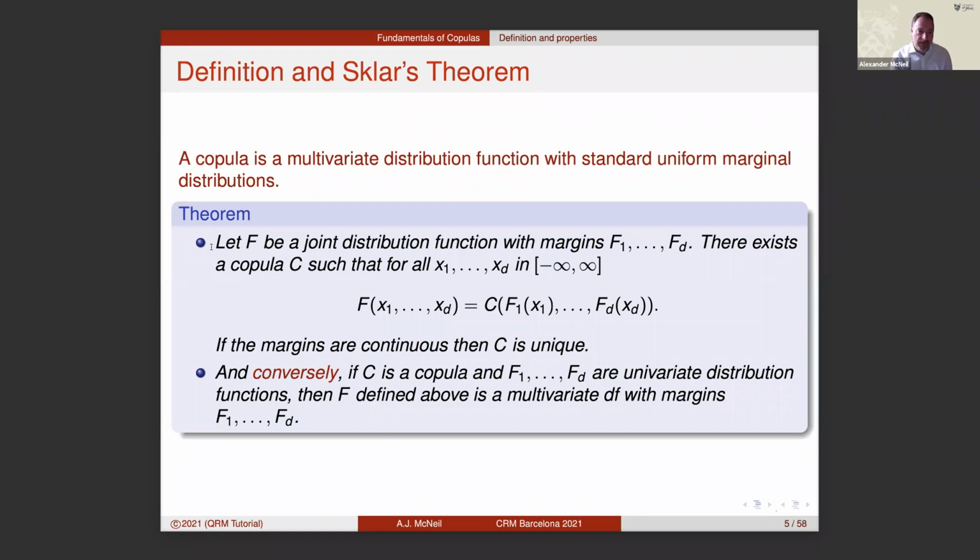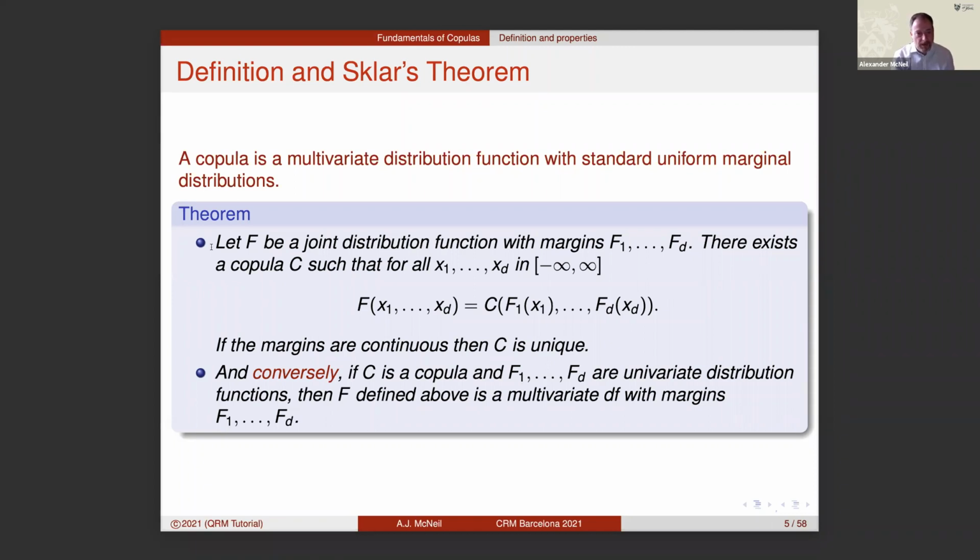A copula is a multivariate distribution function with standard uniform marginal distributions. Of course, a uniform random variable is a variable that takes values on 0, 1, uniformly distributed in that interval. It's the basis of random number generation, where you generate uniforms on an interval. So a multivariate distribution whose one-dimensional marginal distributions are standard uniform is a copula.